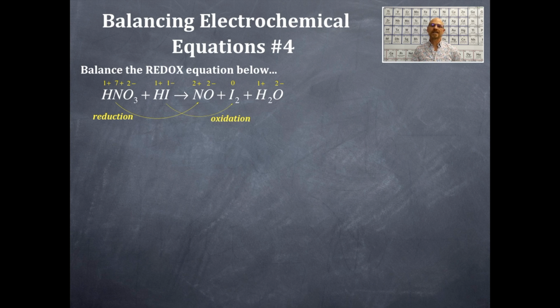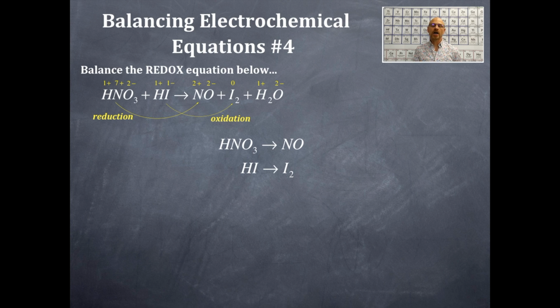So now we're going to separate out the 2 half reactions. The first one is HNO3 produces NO, and the second one is HI produces I2. Now we need to balance all elements first, except for the oxygens and the hydrogens. I'm going to take the first reaction, the reduction half reaction, and balance the nitrogens. There's 1 nitrogen on the reactant side, 1 nitrogen on the product side.